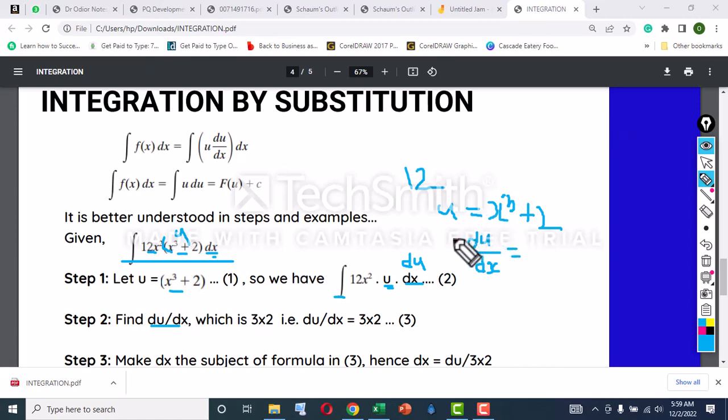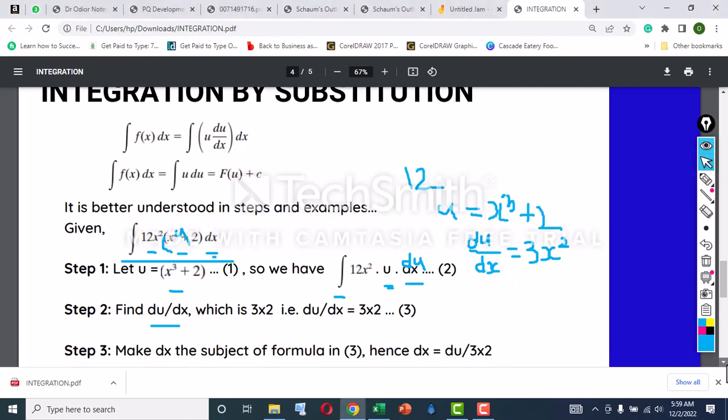So du dx will now be equals to 3x raised to power 2, your law of differentiation. Then these two will disappear because the constant is 0. So this is your du dx. So you have found your du dx. Congratulations, you have finished step 2. So we go to step 3.